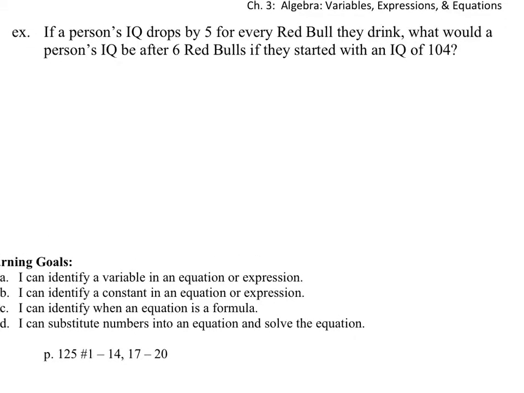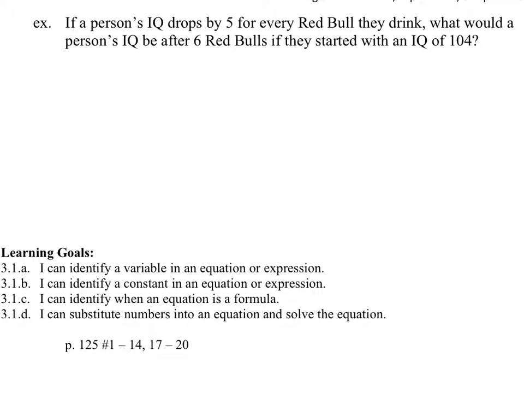backside, or next page. I made this question all by myself. If a person's IQ drops by 5 for every Red Bull they drink, what would a person's IQ be after 6 Red Bulls if they started with an IQ of 104? So an above average person. I think 100 is average IQ. So what in the world do you do with the numbers 5, 6, and 104?